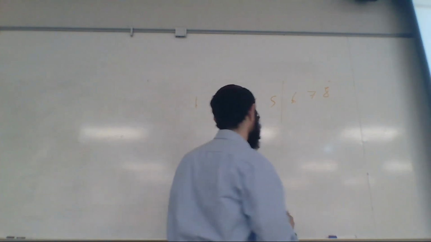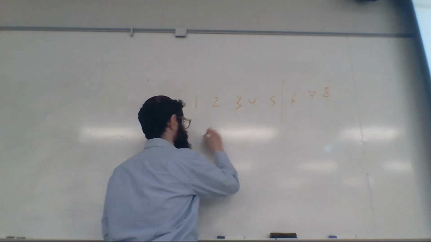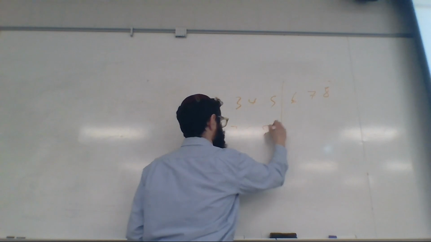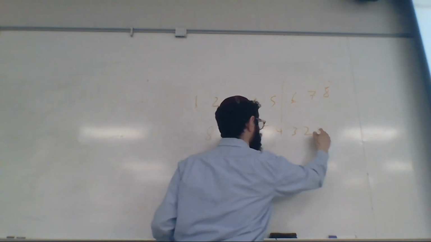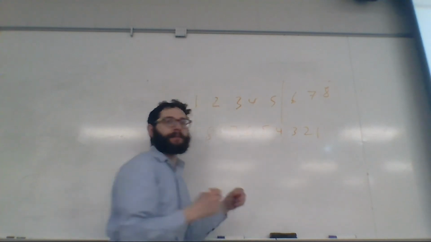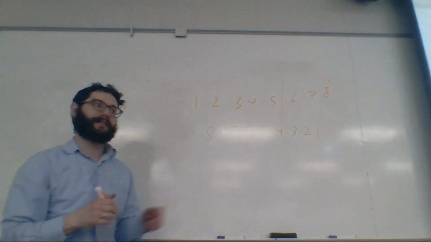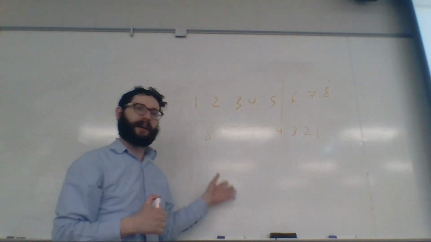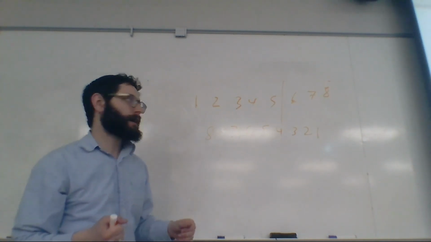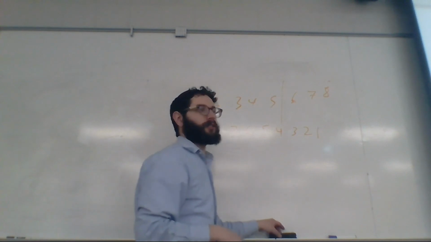So worst case scenario for bubble sort, again, is the reversed array. 8, 7, 6, 5, 4, 3, 2, 1, right? 8 has to bubble to the top, then 7 has to bubble to the top, then 6 has to bubble to the top, and that will take 7 swaps, then 6, then 5, then 4, then 3, then 2, then 1, right? So that's quadratic time. So worst case scenario for bubble sort is quadratic time.